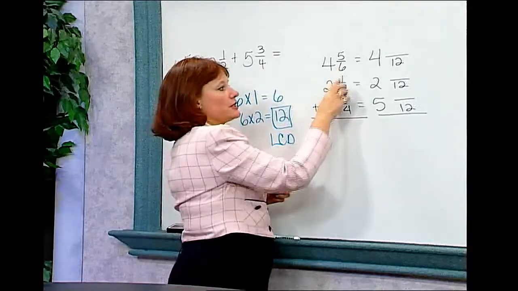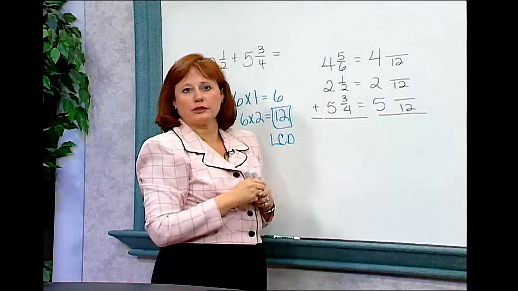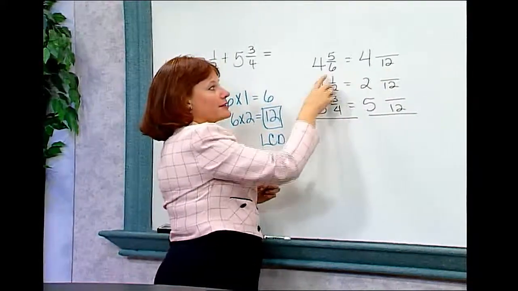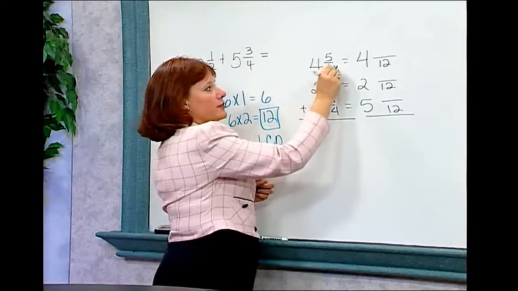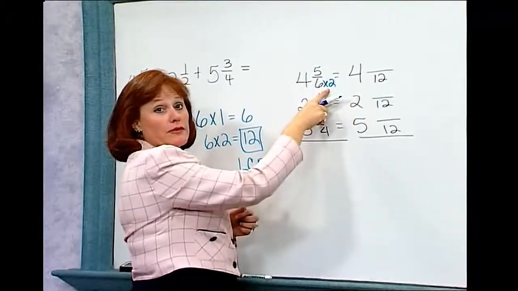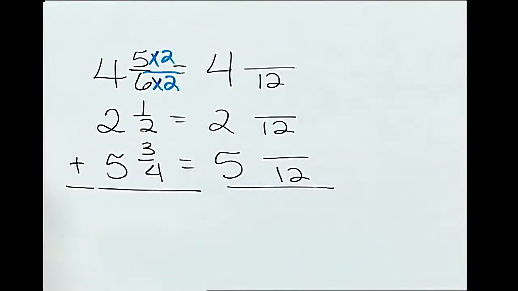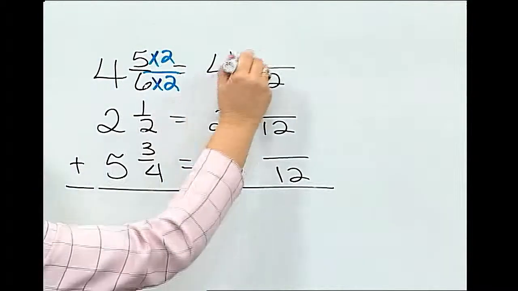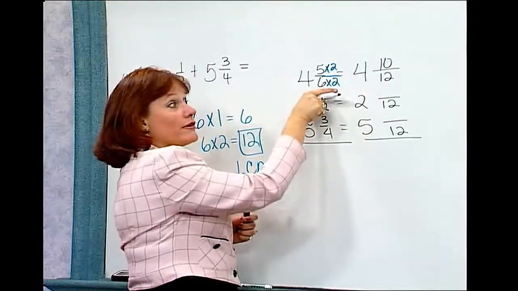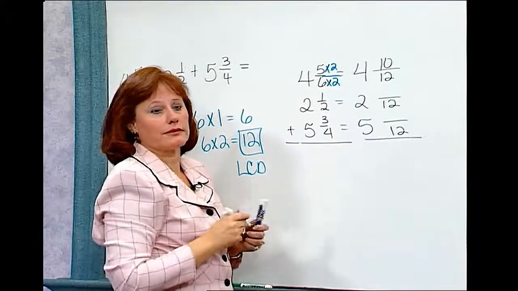Now when I'm changing these fractions into their equivalent form, I need to figure out what I need to multiply by to get the denominator to equal 12. I've got a 6 here, and I know that 6 times 2 will give me 12. If I do it to the bottom of the fraction, I need to multiply the top of the fraction by 2 as well. 5 times 2 is 10, and 6 times 2 is 12. So 4 and 5/6 is equivalent to 4 and 10/12.